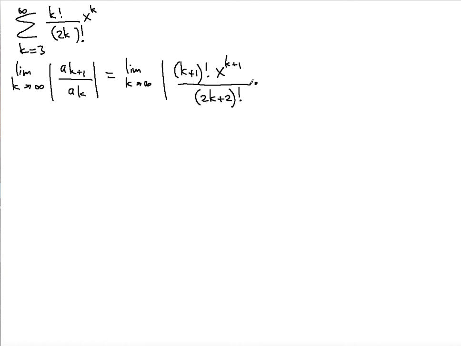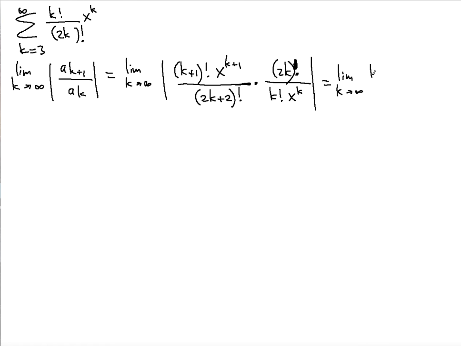And instead of dividing, we're going to multiply and flip the fraction, right? So on the top will be (2k) factorial, and on the bottom will be k factorial times x to the k. Okay, so let's see what's going on. Lots of things going on in there. We have to simplify.